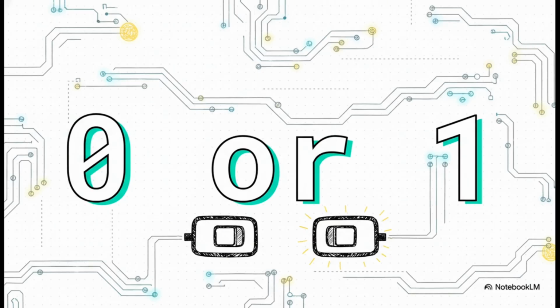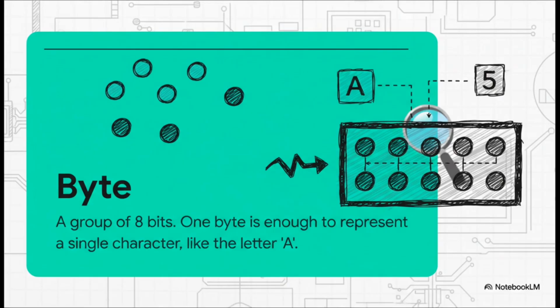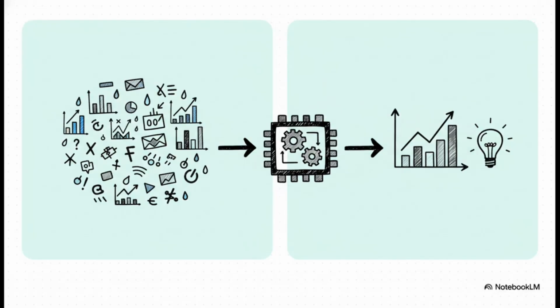It's incredible. Now, one little bit by itself can't do much, but if you group 8 of them together, you get what's called a byte. And 1 byte, well, that's enough information to represent something we can actually recognize, like a single letter, say the letter A. So this brings us full circle. The whole point, the entire reason all this hardware exists, the CPU, the memory, all of it, is to take those millions of bits and bytes, which are just raw, meaningless data, and turn them into useful information.